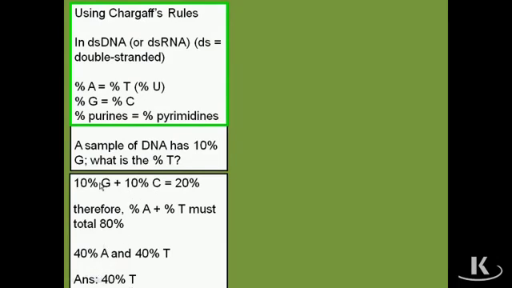Let's go through that one more time. If you're given that the percentage is G, you can say safely that the percentage of C is the same, so it would also be 10%. So 10% plus 10% gives you 20%. What's left over, i.e. the A's and T's, must be equal to 80%. It has to be because you can't go over 100% here. So the percentage of A's and T's together must equal 80%. Because A's and T's are equal, you could divide this value in half to give you 40%. That's how you would approach answering one of these questions that utilizes Chargaff's rules.